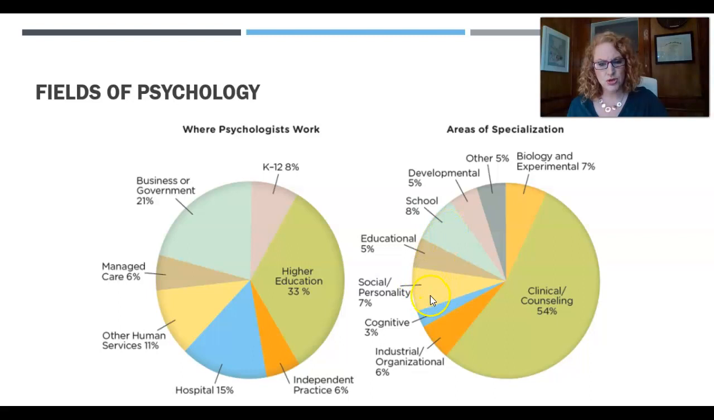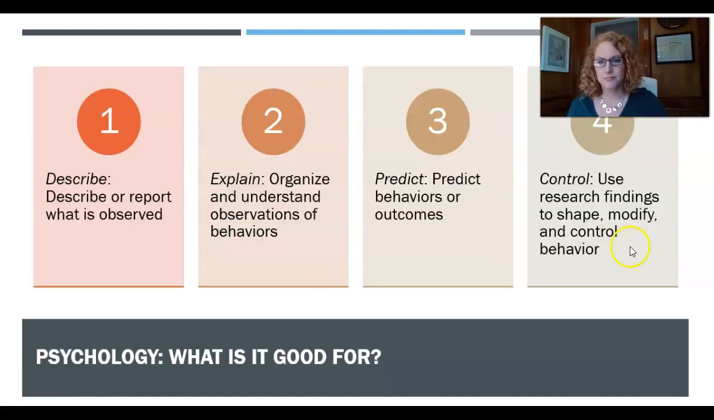Social, personality, cognitive, educational, biological, and experimental. A lot of these people are going to be in higher education or maybe in business. Maybe they're going to be working for a company doing research. So psychology, what is it good for?